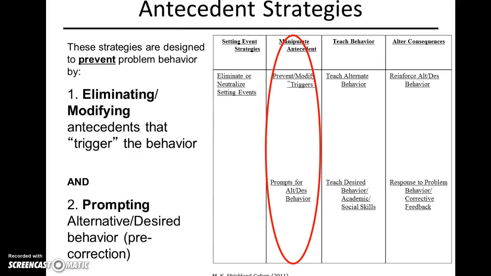Alright, so the next part is the antecedent strategies, which is this part of your paper, the template that you need to be filling out. These strategies are designed to prevent problem behavior. So you can either eliminate or modify, and then you need to prompt. First, eliminating or modifying is the antecedent that triggers the behavior, and the prompting is the alternative or desired behavior, which is pre-correction. So this is all to prevent the problem behavior.